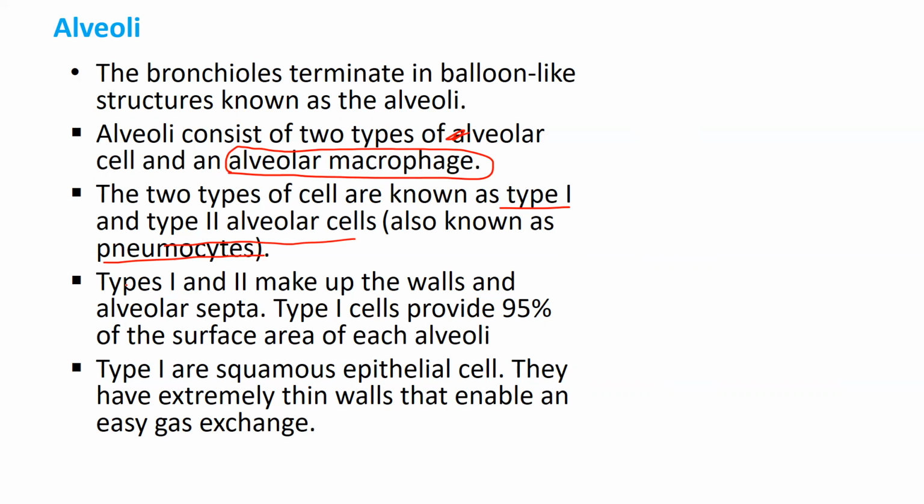These are the things that make up the walls and the alveolar septa. Type 1 cells provide 95% of the surface of each alveolus. So basically it is the type 1 cells that perform the main functions. Okay. Understood? Yes, sir.